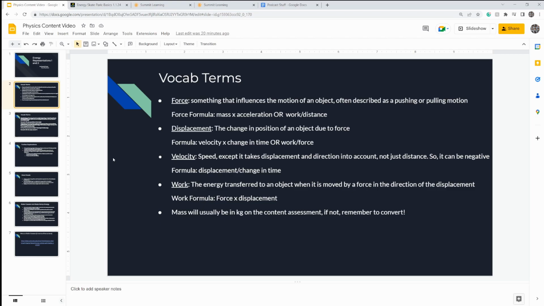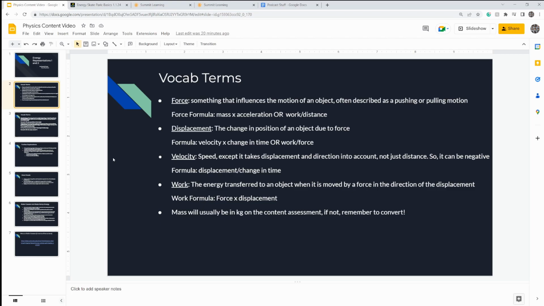So one of the first things you're going to need to know when doing these content are what force is, and you also need to know potential and kinetic energy, but that's something you should already have some idea of. So I'll go over that in the next slide as more review and further explanation.